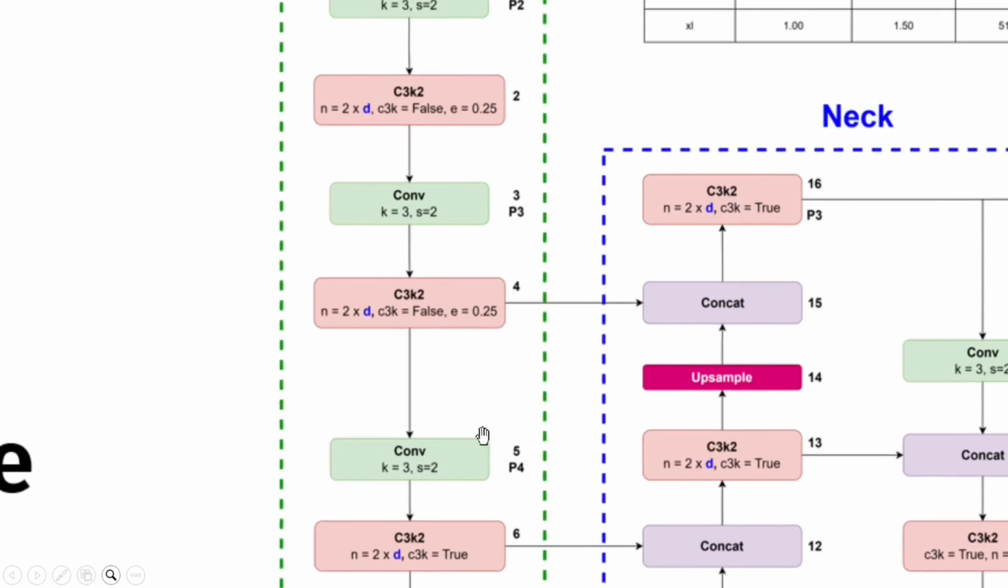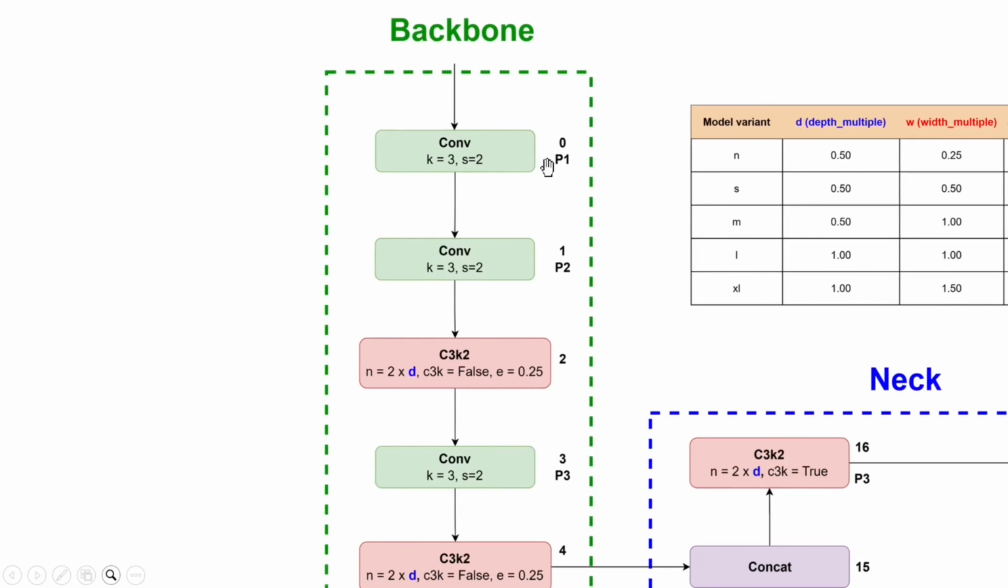Next, we will walk through the model flow, starting from the input. The YOLO26 input is an image with 3 channels. From there, the input is passed into the backbone. The backbone starts with 2 convolutional blocks, each using a kernel size of 3 and a stride of 2. Using a stride of 2 reduces the spatial resolution of the feature maps.